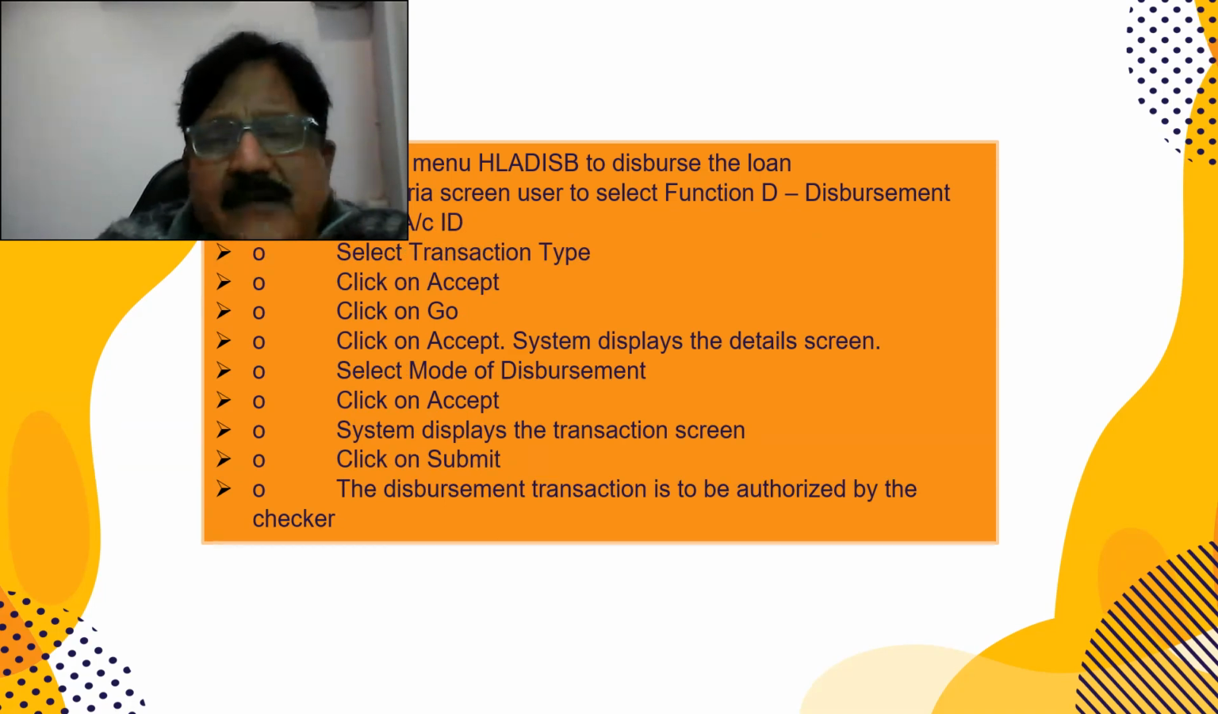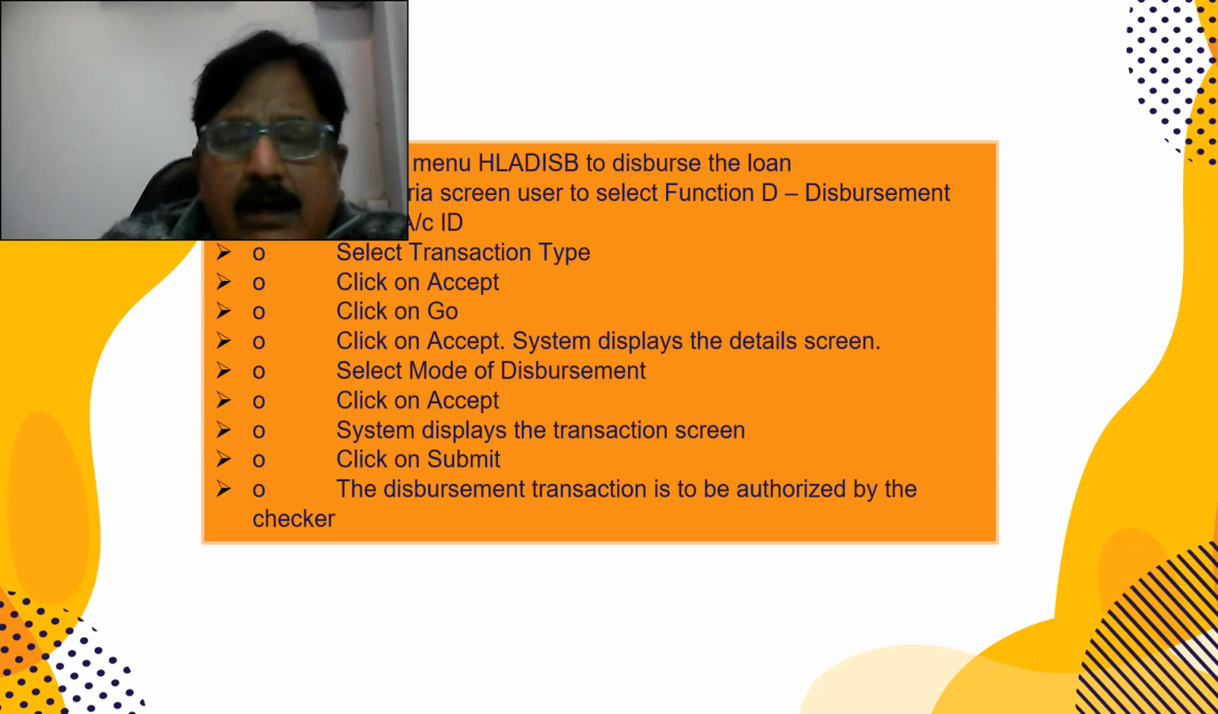If you want to disburse after it has been sanctioned, the command is HLADISB to disburse the loan. In the criteria screen, function D for disbursement, enter the account ID and the transaction type, whether it is cash, transfer into any account, or payment via NACH or any other mode such as RTGS, NEFT. Click on accept, click on go, and the system displays the details screen. Select mode of disbursement, click on accept. The system displays the transaction screen. Click on submit. This transaction is to be authorized by the checker.